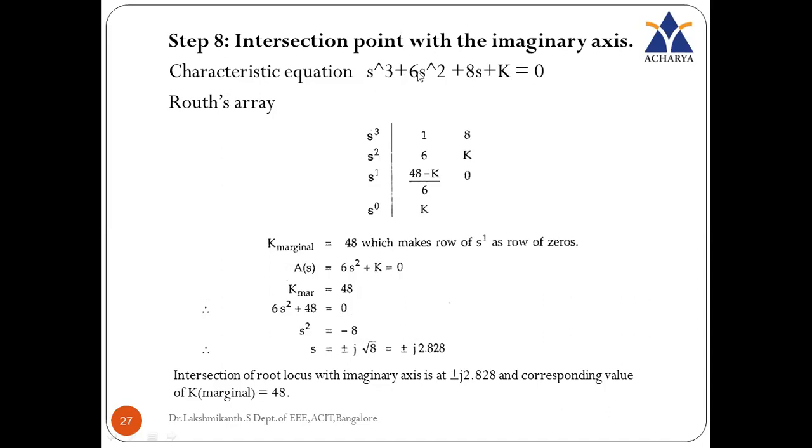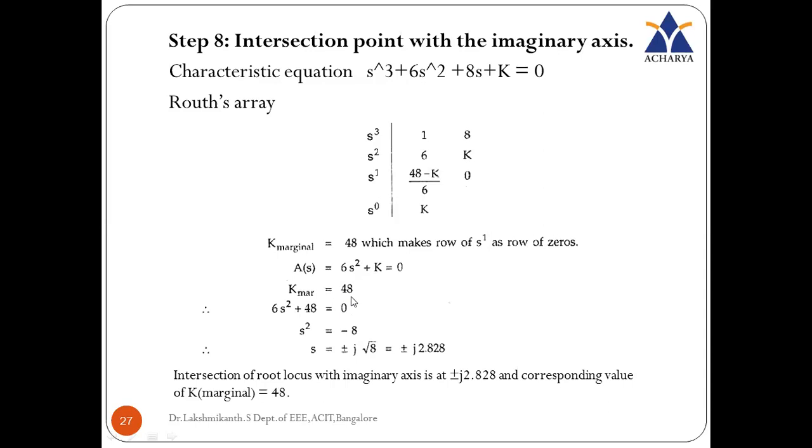So the coefficients are 1, 8. Then for s squared it is 6 and k. Then you need to find the determinant, that is 6 into 8, 48 minus k, divided by 6. Similarly, this is multiplied with this, 6 into 0, divided by this, so you get the value k. In order to find the marginal value of k, equate the row s to the power of 1 to 0. So 48 minus k by 6 is equal to 0 to determine the value of k. So k marginal is 48.